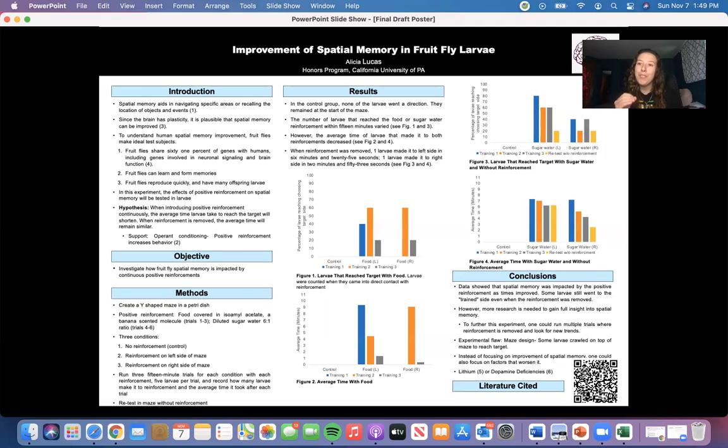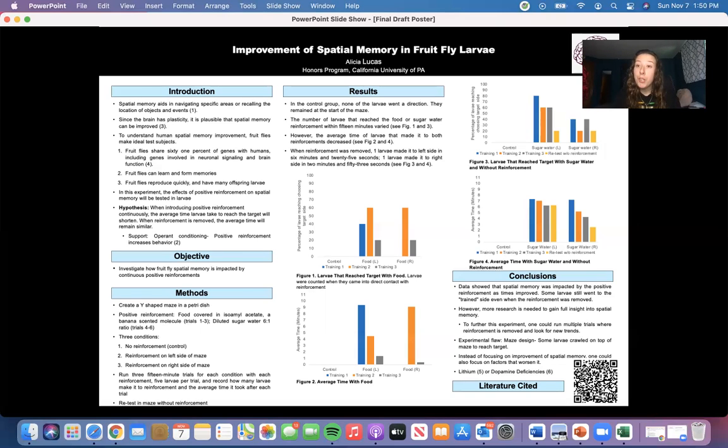While this experiment focused on the improvement of spatial memory, one could also expand and focus on factors that worsen it. For example, lithium and dopamine deficiencies in certain situations have been shown to cause adverse cognitive effects. So one could run an experiment around those and look for new trends or new findings.